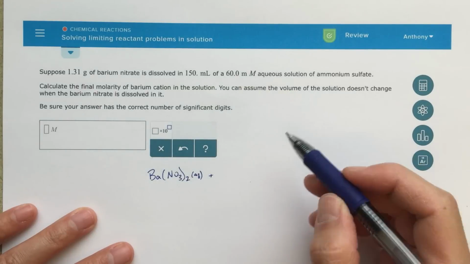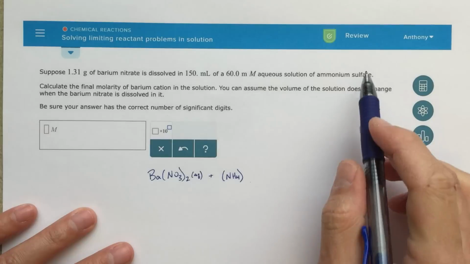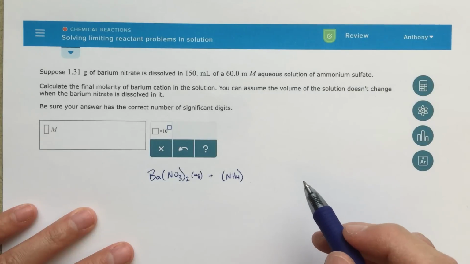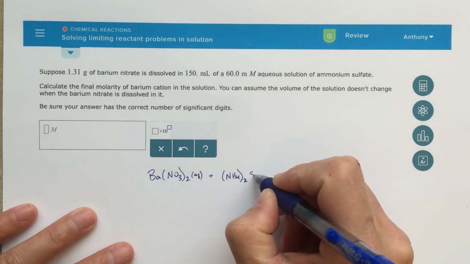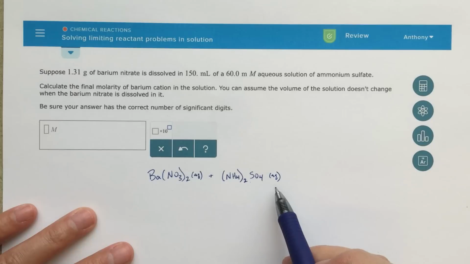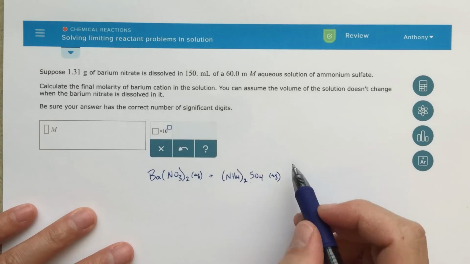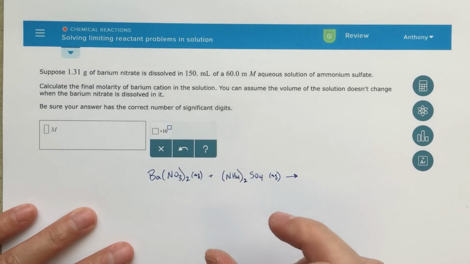Plus ammonium sulfate. So ammonium is NH4 with a +1 charge, sulfate is SO4 with a 2- charge. So I'm going to need 2 of those ammoniums for every 1 sulfate. And again, this is going to be soluble in water, so it's going to be aqueous as well. And it tells us aqueous right there. So then what I need to do is a sort of double displacement reaction to figure out what the products of this reaction might be.